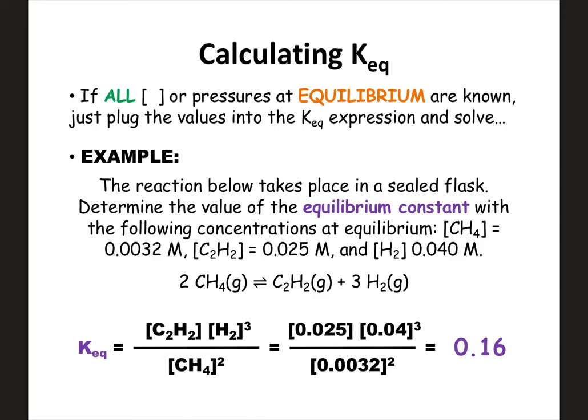And now we just plug in the values they gave us, because we know all of the concentrations at equilibrium. We can just plug into our KEQ expression. When you do the math, you get a KEQ of 0.16. So it's that simple to solve for a KEQ. If you need to find the KEQ, plug in your concentrations or pressures at equilibrium and just do the math. But obviously, you need to write the KEQ correctly, and you need to make sure that you are actually using the concentrations or pressures at equilibrium.